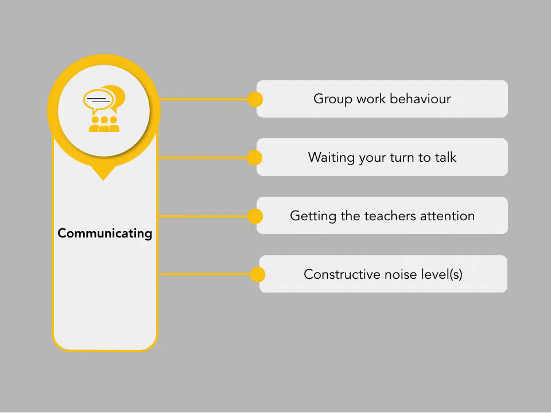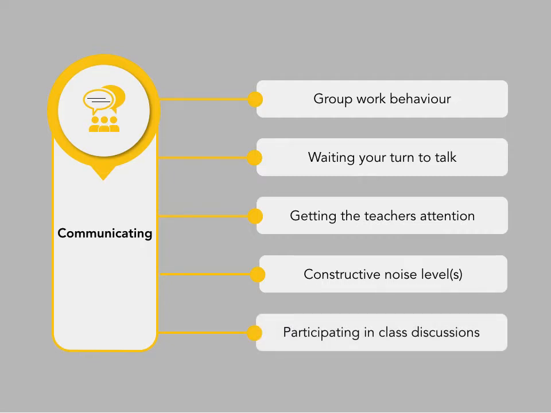So you and the learner need to know that maybe when they're working individually, there's no noise. When they're working in pairs, it must be minimal. And when they're working in groups, you should allow for more constructive interacting and talking. And learners need to know what is expected of them when they're participating in a class discussion. What is appropriate behaviors and how do you expect them to conduct themselves?